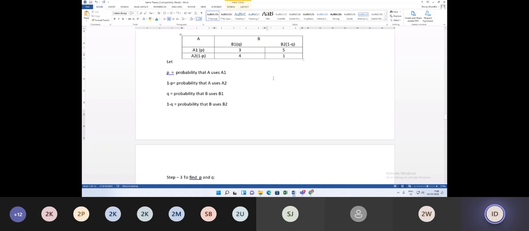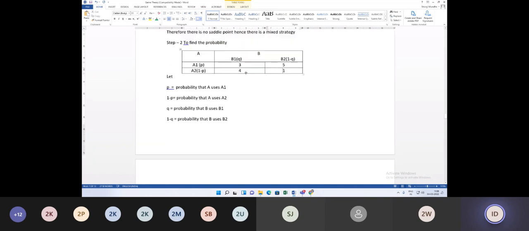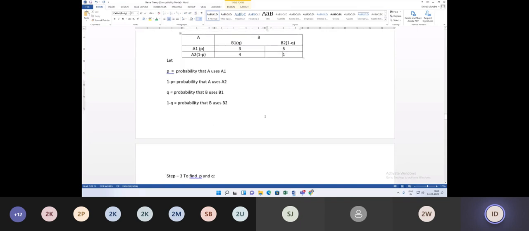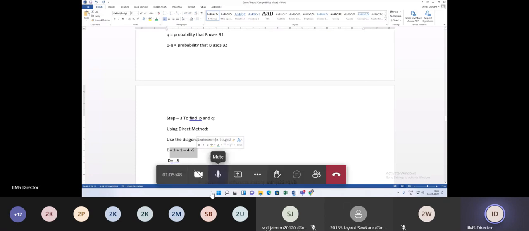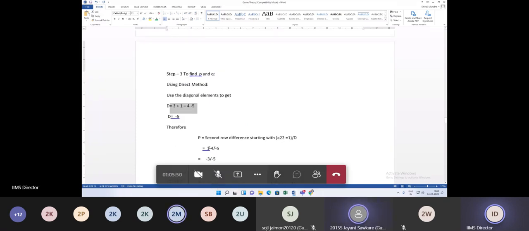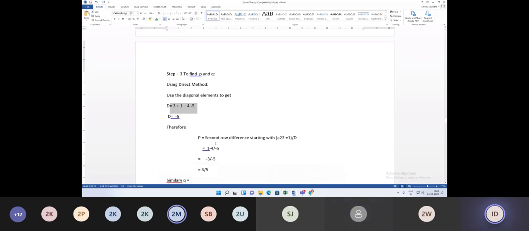3 plus 1 minus what is 4 minus 5. 4 minus 5. Right? Now 3 plus 1, 4. Plus 4 and minus 4 has gone. How much is remaining? D is minus 5. At least you understand this calculation. Come on, students. You understand this calculation? Yes, sir. Okay.